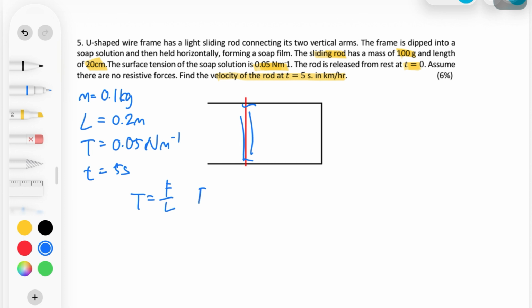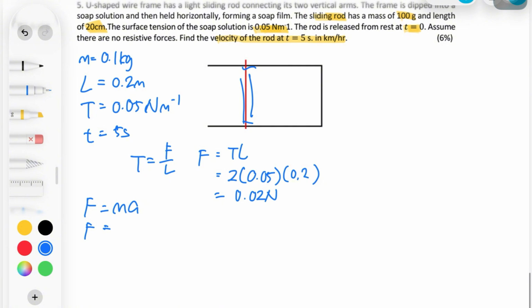So we get force equals tension times length. The tension is 0.05, and the length is 0.2, times 2. Then we get the force is 0.02 Newton. So first, find the force. Force equals mass times acceleration. We have the force, and the mass is 0.1, so we can find the acceleration a. Changing it to 0.02, the acceleration will be 0.2 meter per second squared.